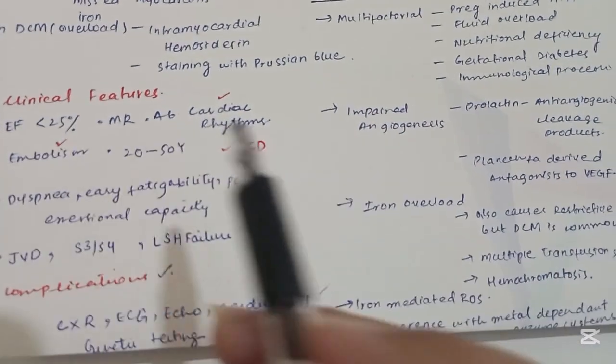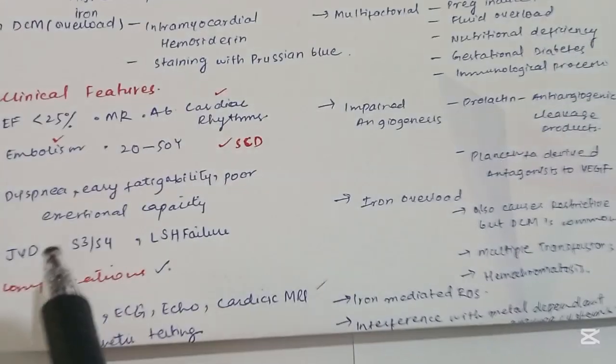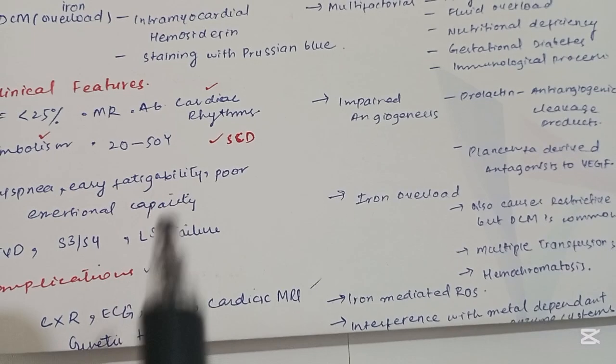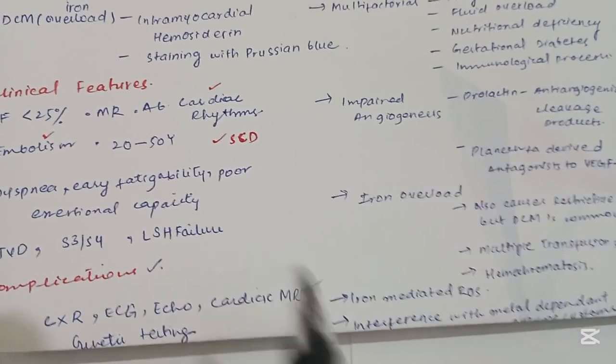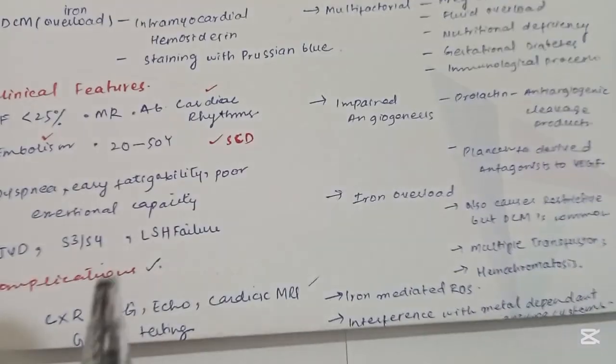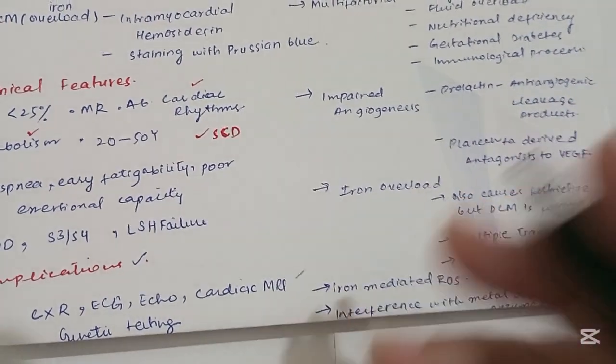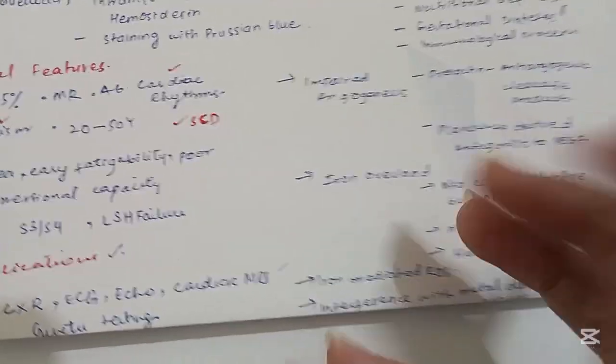And these are the features of left-sided heart failure. There can be raised JVP, and S3 and S4 heart sounds may be present. In order to make the diagnosis, we will do the following investigations. Number 1 is chest X-ray, second ECG, third echocardiography, and then we will move towards cardiac MRI or genetic testing.